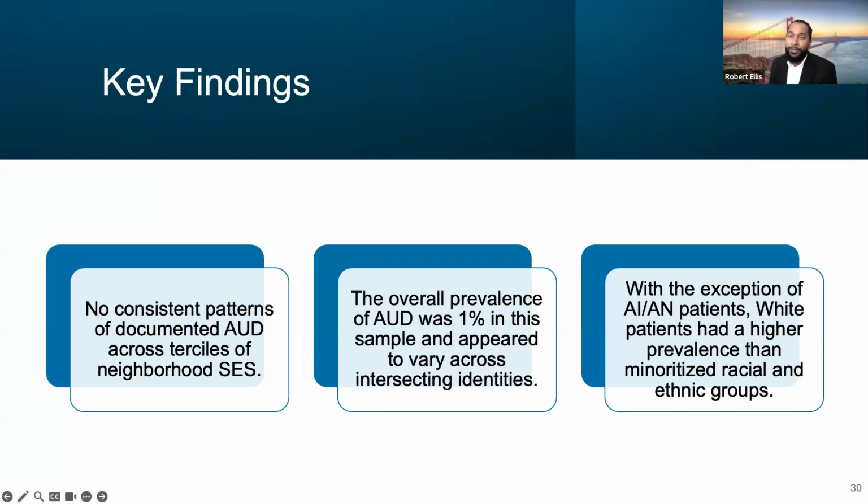And there are major differences between this population, or non-VA population, and a VA population, or even a non-VA health environment versus a VA health environment, that may explain some of those reasons. And with the exception of AI and AN patients, white patients had a higher prevalence of documented AUD compared to minoritized racial and ethnic groups.